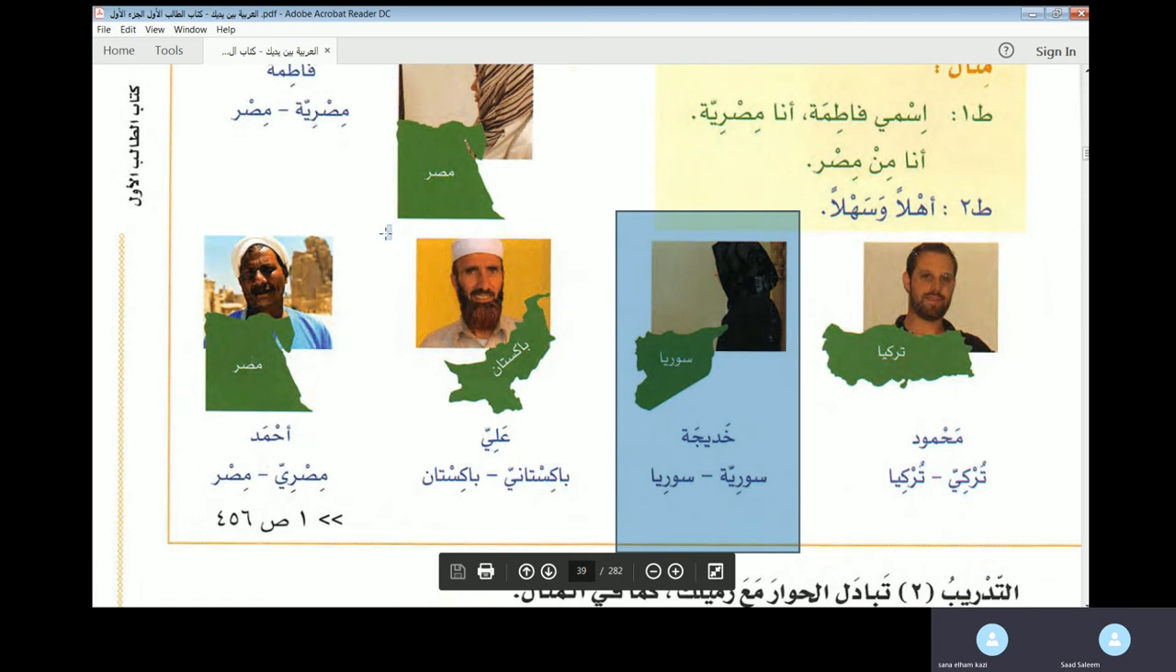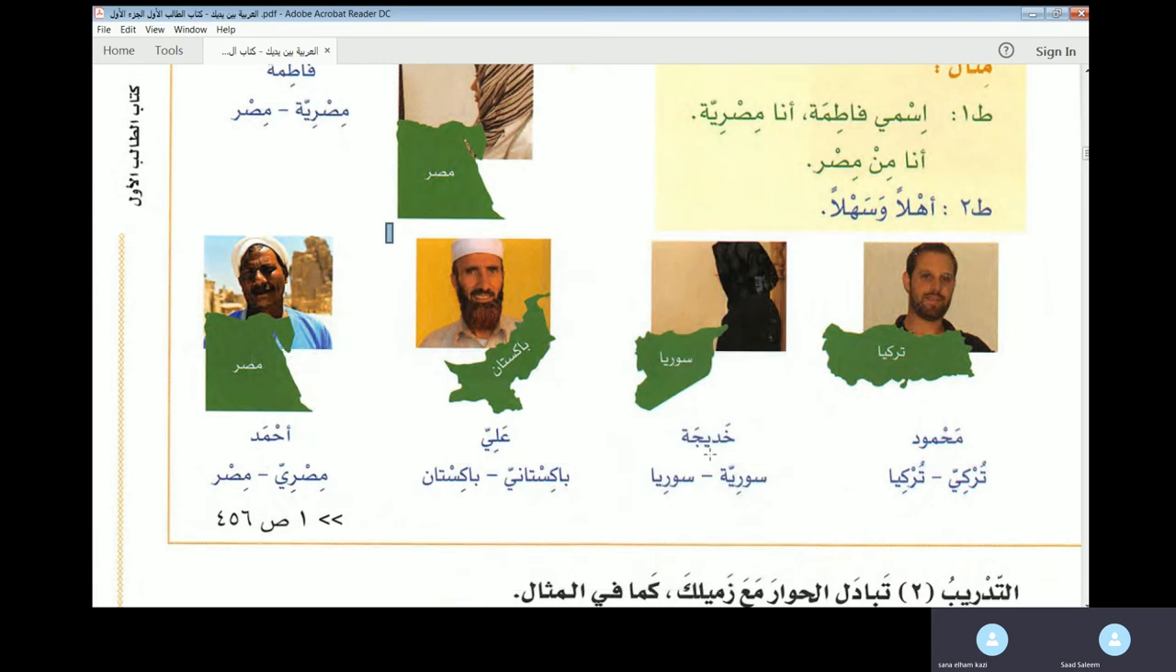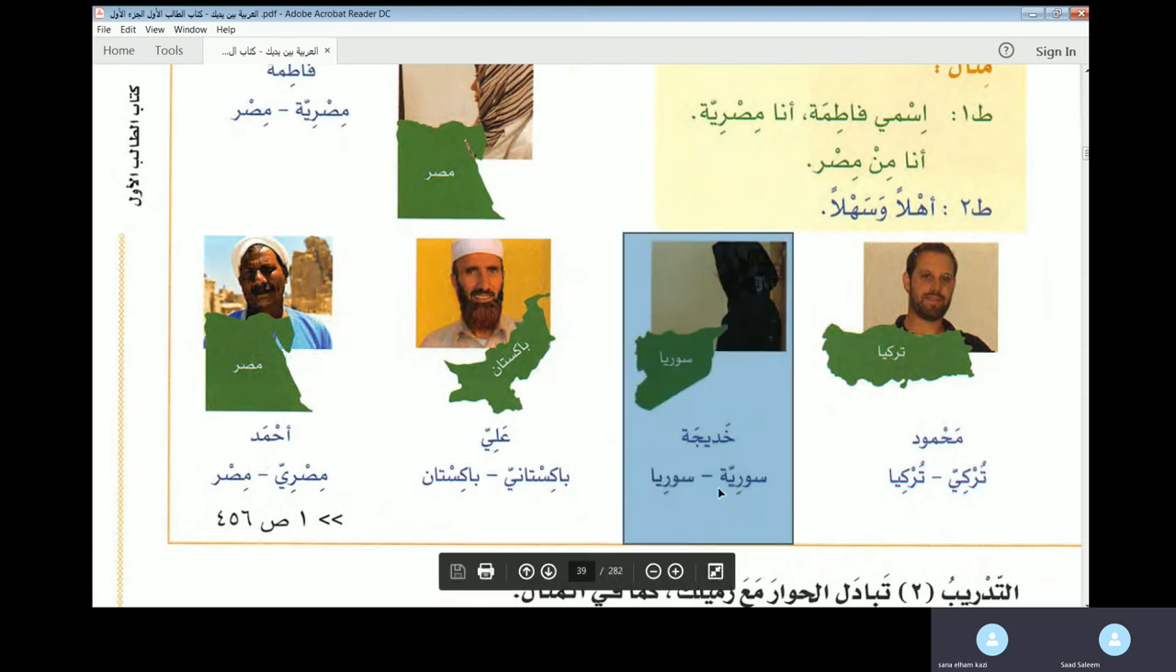What is the difference in pronunciation? Ana Suriya, Ana min Suriya. Actually, in Tajweed, you learn there's a difference in pronunciation of alif and ta, but that is a very minor difference, so don't worry about it. When you talk, you just say Suriya. There's a very minor difference between both.